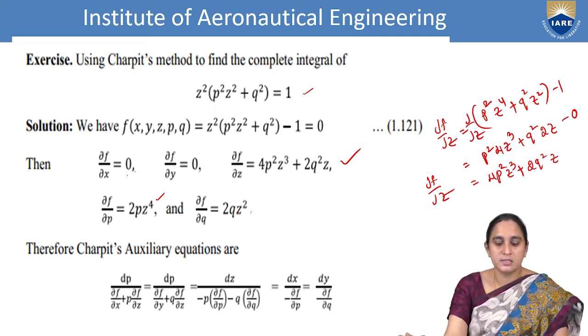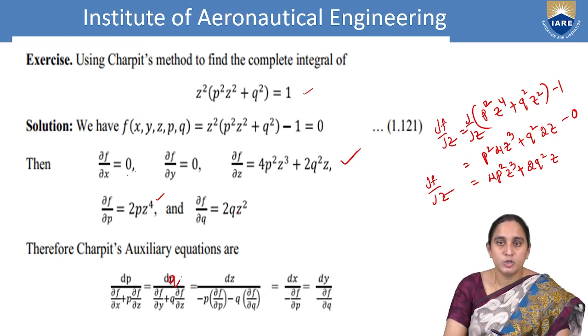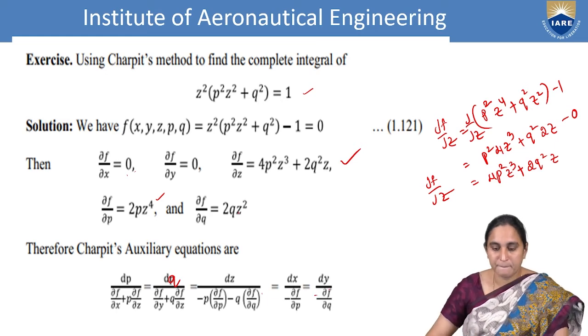What is the form of the auxiliary equation? dp by dou f by dou x plus p into dou f by dou z, that is equal to dq by dou f by dou y plus q into dou f by dou z, that is equal to dz by minus p into dou f by dou p minus q into dou f by dou q, that is equal to dx by minus dou f by dou p, that is equal to dy by minus dou f by dou q. Now substitute each and every value here.